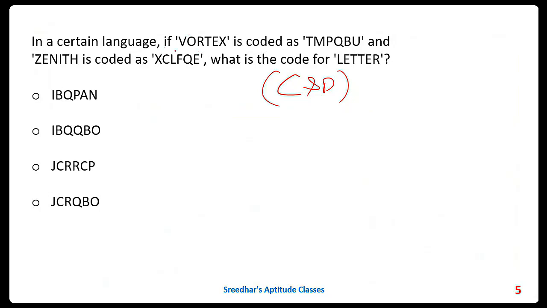In a certain code language, Vortex is this one and Zenith is this. Then what is the code for letter? Gayatri has already responded.